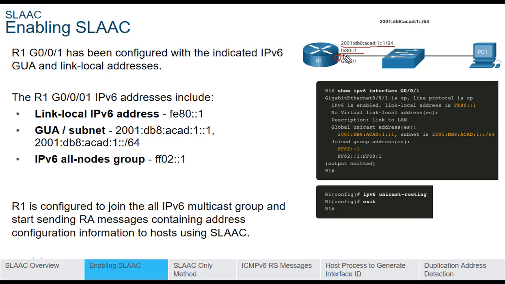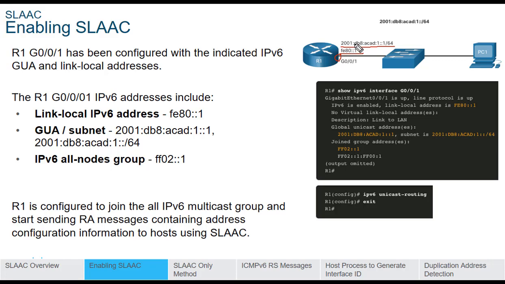We manually assign an IP address to end devices, host devices, or even intermediary devices such as routers and switches, if you're going to assign IP addresses to the interface. Okay, so you see here that R1, the interface G0/0/1, has been configured with the indicated IPv6 GUA and link local addresses. So in this case, R1 has these IPv6 addresses.